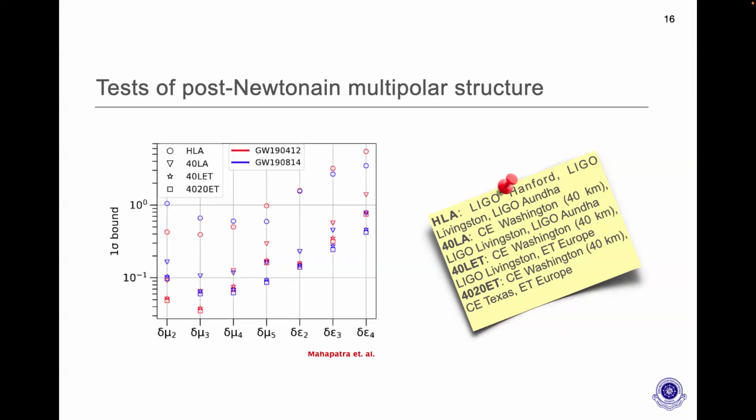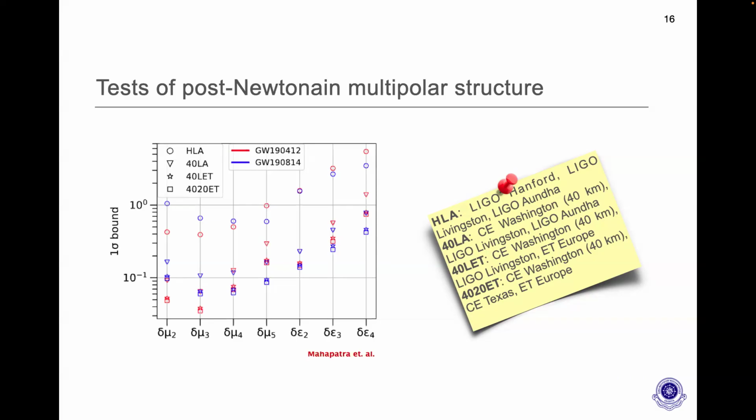So delta mu2 is basically the deviation of the mass quadrupole moment. Delta mu3 is the mass octupole moment. Delta epsilon 2 is the current quadrupole moment, and so on. So this is another test, known as the test of post-Newtonian multipolar structure. We started developing this in my PhD, and it's still going on.